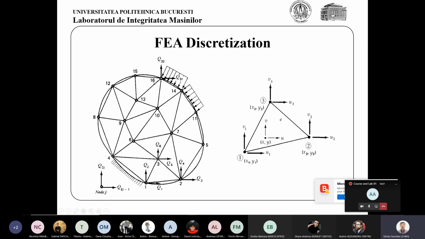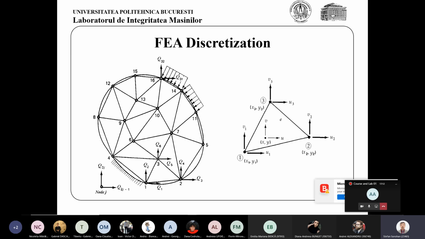collect all this data in some arrays, and we must have some identification numbers for nodes and also for elements, and we will define some vectors later. This is the reason why for the lab we will use MATLAB or Octave, because MATLAB works with vectors and matrices.